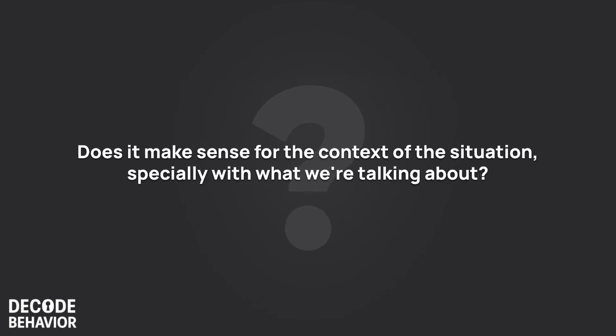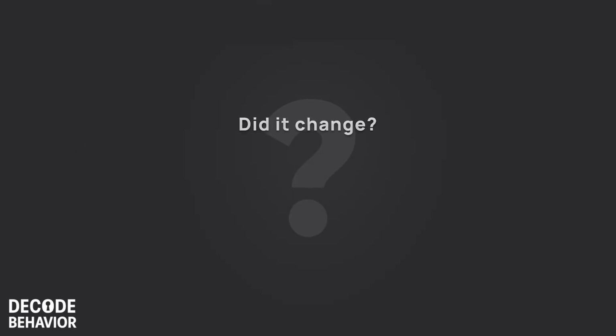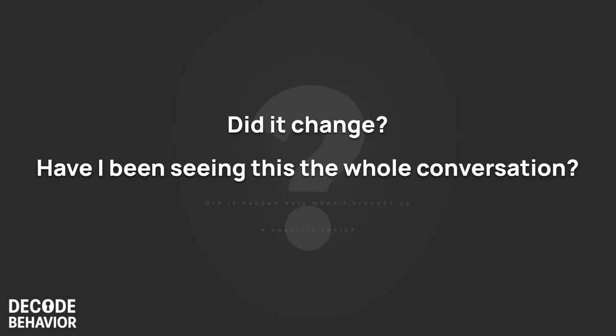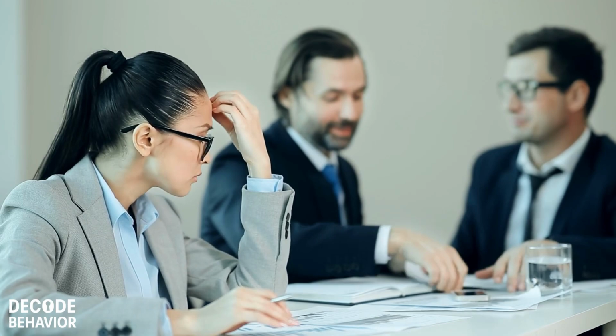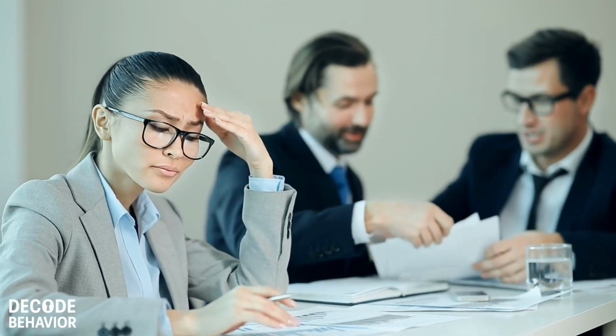Just keep in mind, does it make sense for the context of the situation, specifically with what we're talking about? And then did it change? Have I been seeing this the whole conversation, or did it happen only when I brought up a specific topic? And then boom, ding, ding, ding, you know where they're being deceptive. A little trick for you. You don't know that they're being deceptive. However, it means deception is more likely.